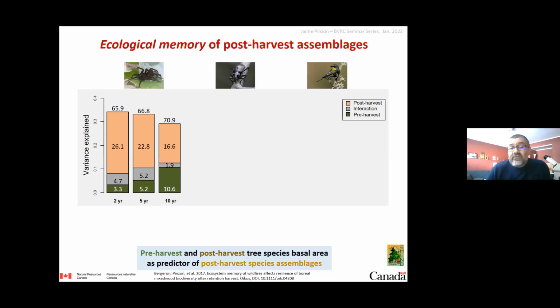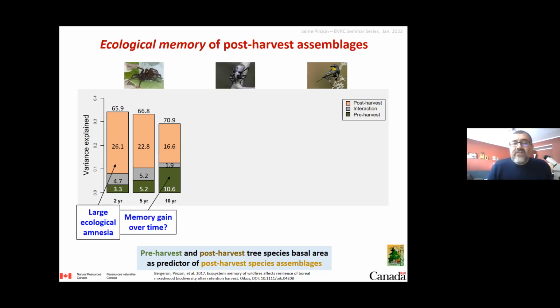And then you would conclude, well, most of what is explaining the composition of those species at that given time is based on the harvesting disturbance. However, if you let that landscape move into the future, so now we move into 5 or 10 years after, we start seeing that pre-harvest information is becoming more and more important in contributing to the actual species composition that you see on that landscape. So basically, we are seeing that this memory is somewhat retained on that landscape and is becoming more and more important to determine what species you find on that landscape.